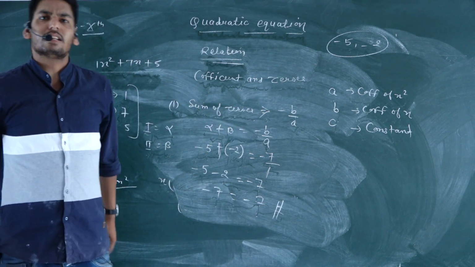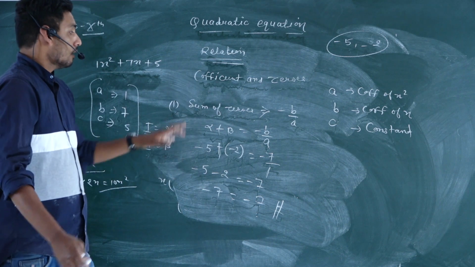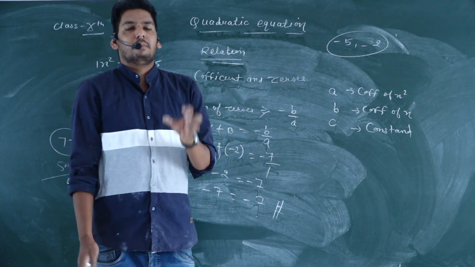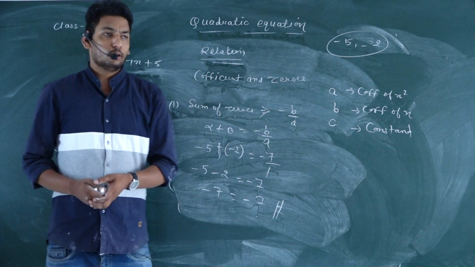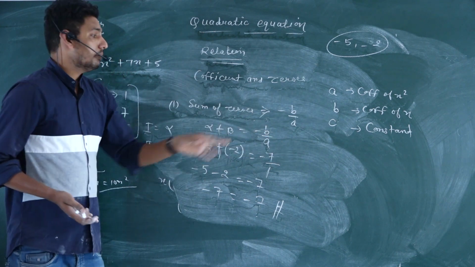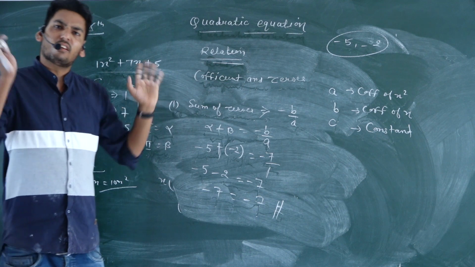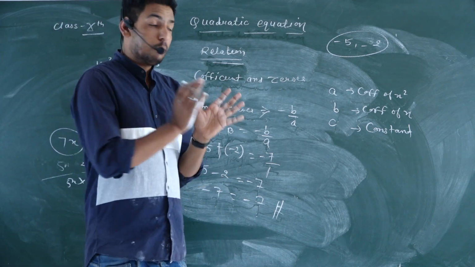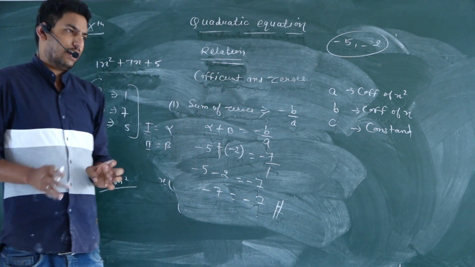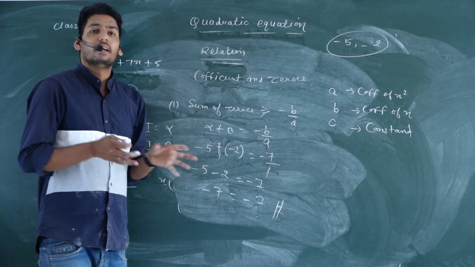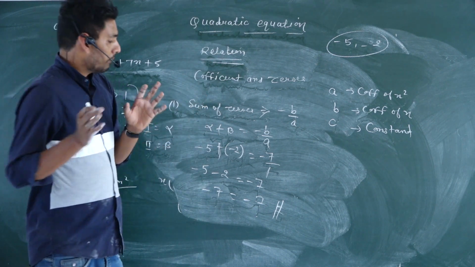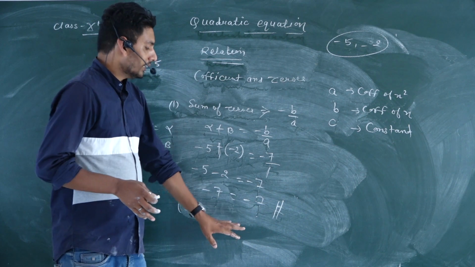What is the first relation? Sum of zeros. What does sum of zeros mean? Alpha plus beta is equal to minus b upon a. You know what is b and what is a? b is the coefficient of x and a is the coefficient of x square, and you select them from the equation easily. Okay? After you put the values of a, b, c and alpha and beta in the relations, you easily find the relation. Hence proved.